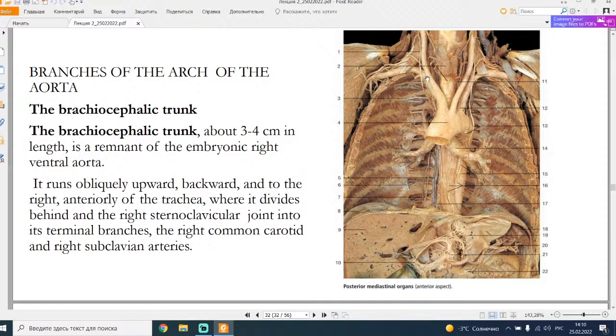where it divides behind the right sternoclavicular joint into its terminal branches: the right common carotid and right subclavian arteries. This brachiocephalic trunk divides into 2 branches, the right common carotid and the right subclavian artery, arteria subclavia.